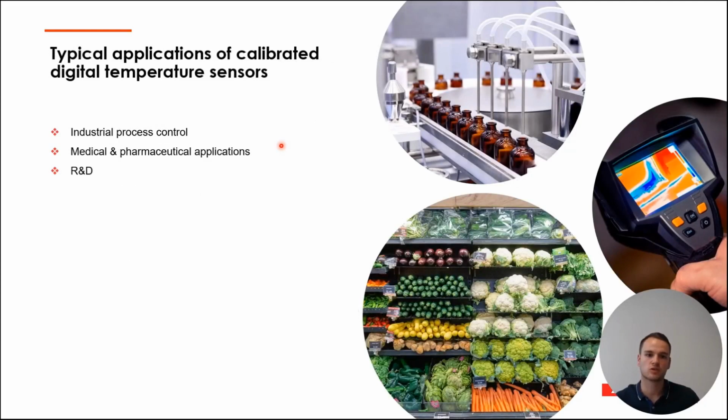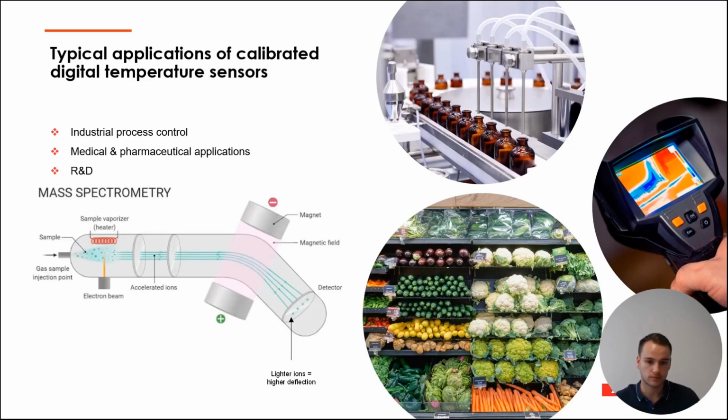Last but not least, I want to show you some typical applications of calibrated digital temperature sensors. There are many different applications for industrial processes, for example, the temperature monitoring of lasers, melting processes, and welding processes. Also, there are many medical and pharmaceutical applications. Basically, every product is temperature monitored during production and packaging, for example in incubators.